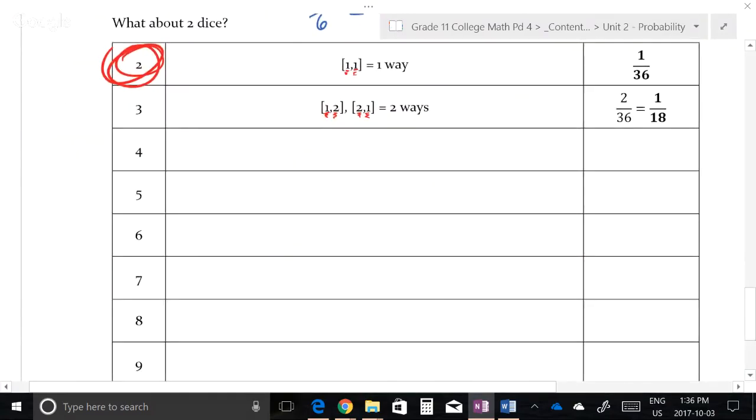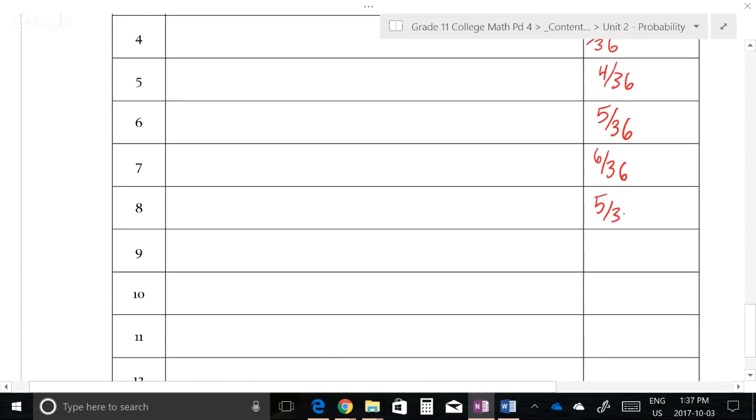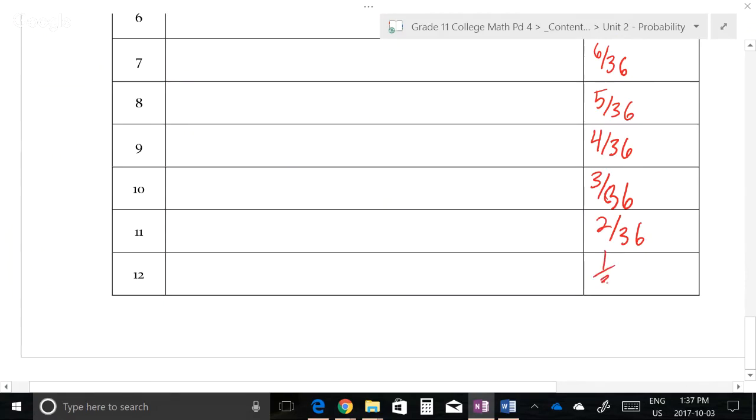Now, I never filled mine out. Whoops. But I think this was 3 out of 36. This one should have been 4 out of 36. This one should have been, yeah. 5, 4, 3, 2, and 1. Now, obviously, could I put a lot of those in lower terms? Sure, but let's ignore that for a second.